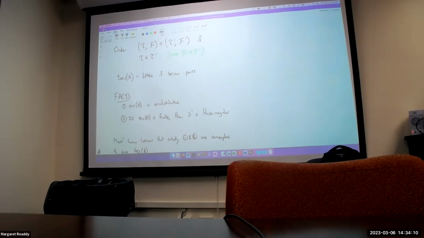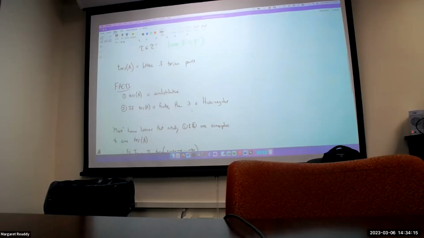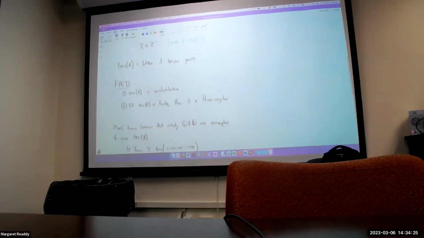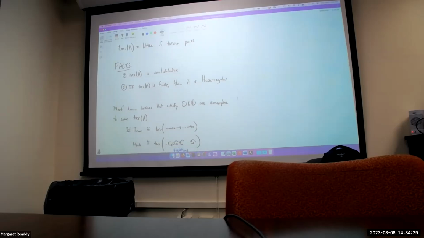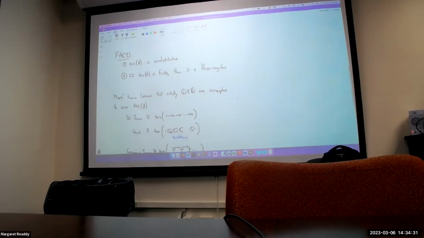A general fact: this lattice of torsion pairs is semi-distributive, something I proved with L. Garber a while ago. And actually, if it's finite, then it's also Hasse regular. I don't know who to cite for this one, Christina. Anyway, these are some facts we know about lattices of torsion classes. And that's in Yama, right? Yeah, okay.